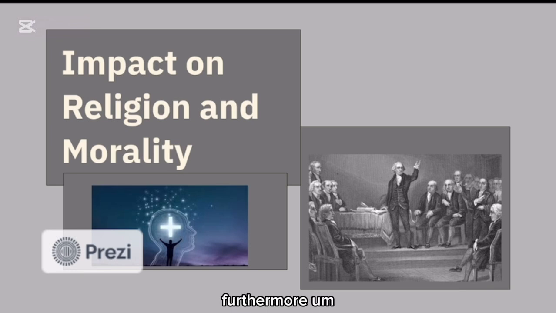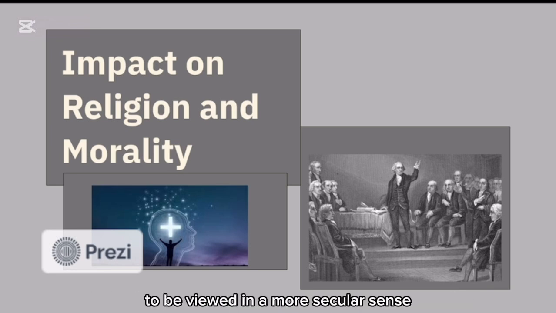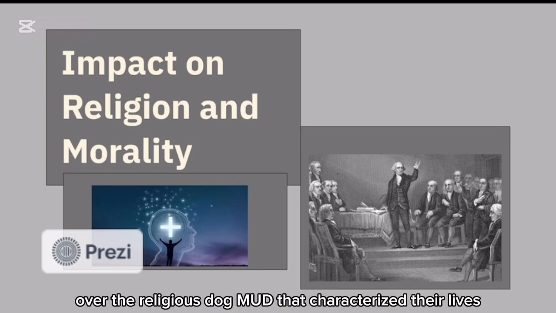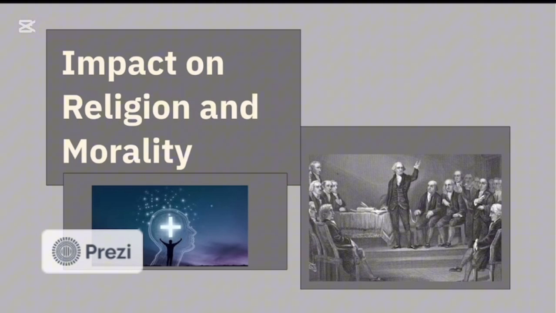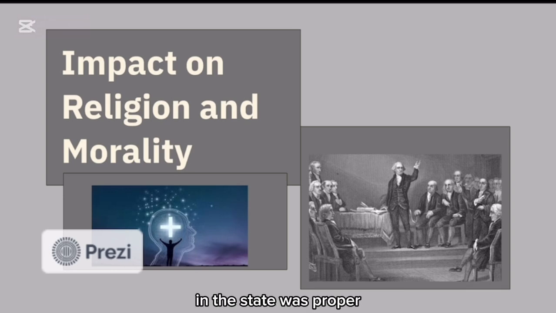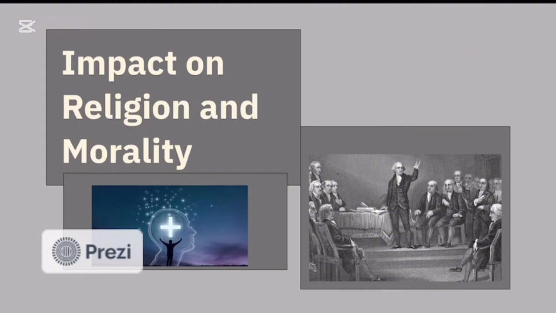Furthermore, the Enlightenment period turned religion and morality to be viewed in a more secular sense. The Enlightenment encouraged people to rely on reason and critical thinking over the religious dogma that characterized their lives, making them much more skeptical of traditional religious authority. Philosophers argued that the separation of church and state was proper, as religion was not to dictate political governance.